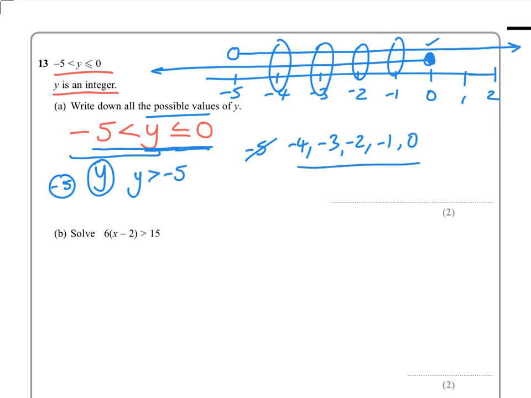So just be careful when you're reading an inequality, okay? It's really important to get it right. And do draw a diagram if it helps. So with this one here, we've got 6 lots of x minus 2 is greater than 15.